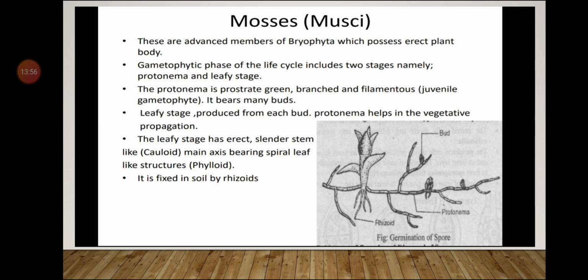Protonema is prostrate, flat, branched, filamentous, and it bears many buds. The leafy stage produced from each bud of the protonema helps in vegetative propagation. The leafy stage has an erect, slender, stem-like cauloid and leaf-like phylloid, and it is fixed in soil with the help of rhizoids, that is, root-like structures.